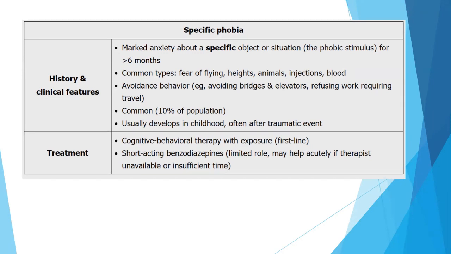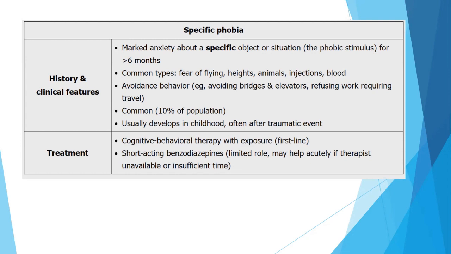Avoidance behavior like avoiding bridges and elevators, refusing work requiring travel, is common in 10% of the population and usually develops in childhood, often after a traumatic event. Like if the child had been stuck in an elevator, then after that event, he may refuse to get into an elevator. The same thing may be happening with this patient in our question.